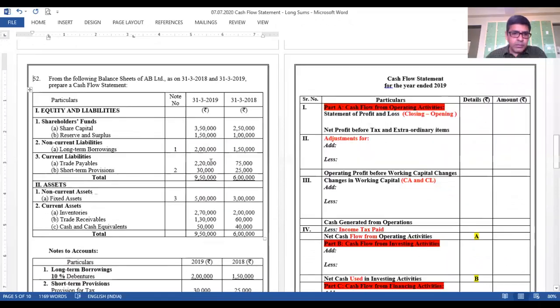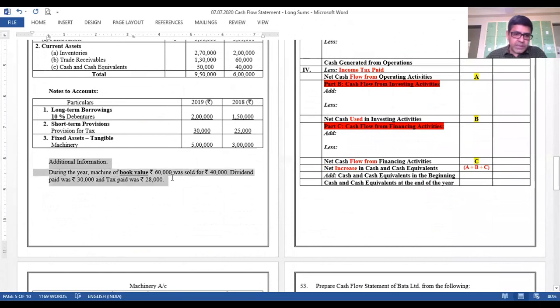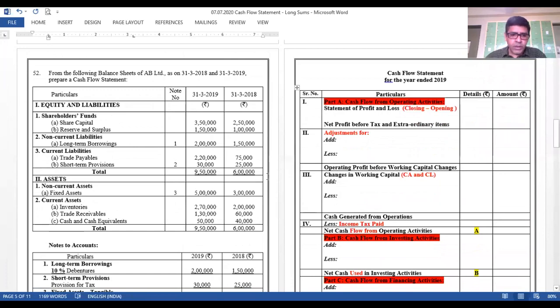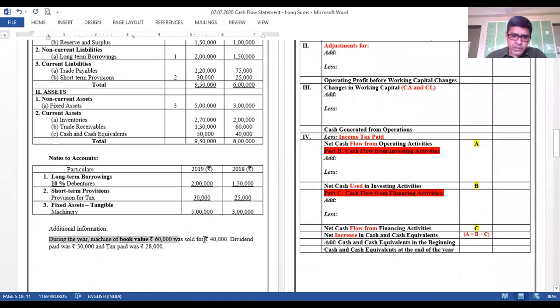Economic sum, and the balance sheet is given. Let us go to the adjustment. Additional information: we can see that during the year, a machine of book value 60,000 was sold for 40,000. Dividend was paid, tax was paid. The first adjustment I was telling you, it's a machine of book value 60,000 sold for 40,000.